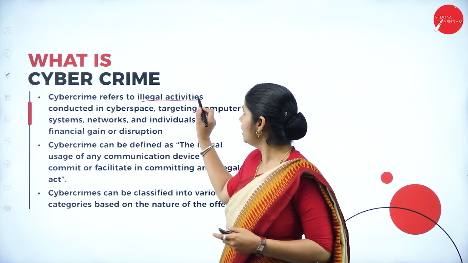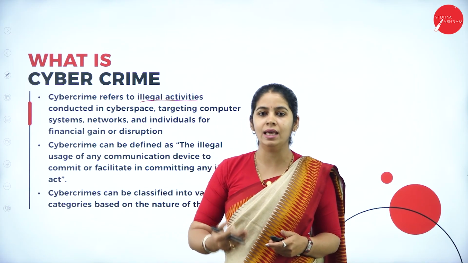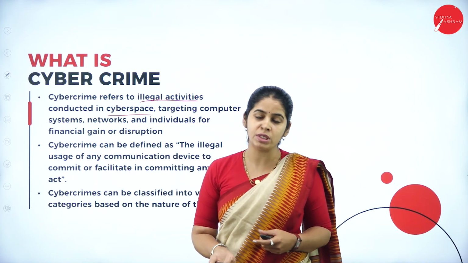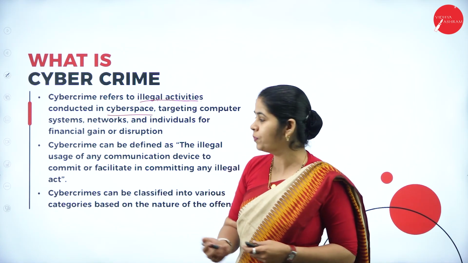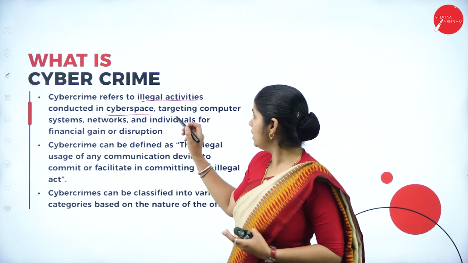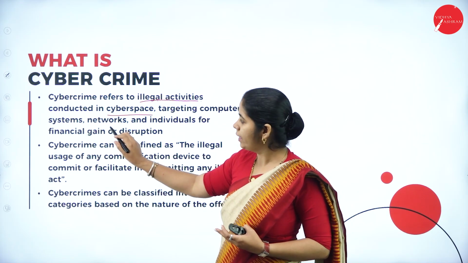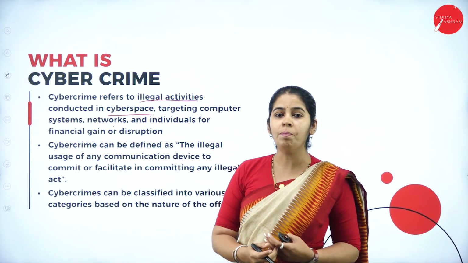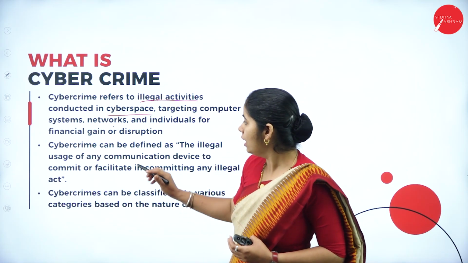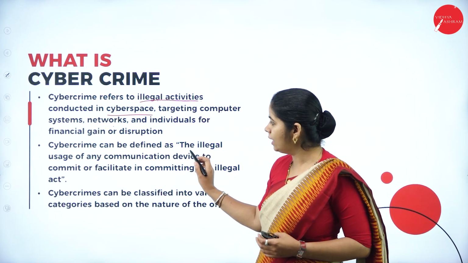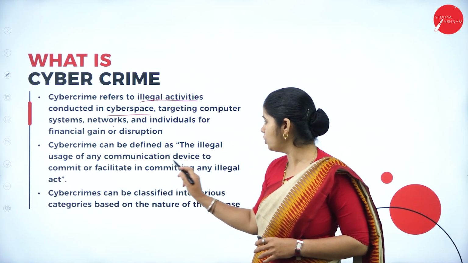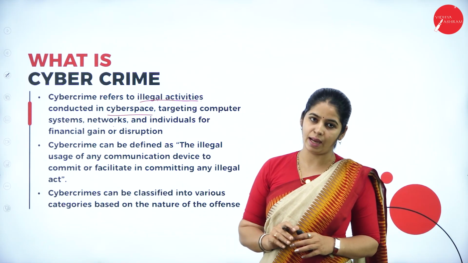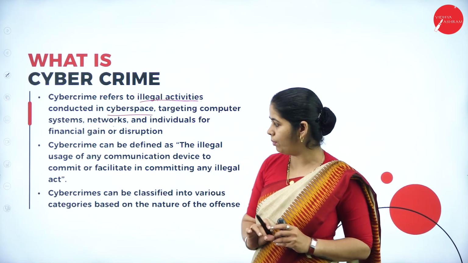So what are we concentrating on here? The crime. Any illegal activity is considered a crime. That illegal activity that is happening in cyberspace is considered to be a cybercrime. Then who is it targeting? It is targeting a computer system, network or individual, for financial gain or dispute. These are all the targets where cybercrime happens. Cybercrime can be defined as the illegal usage of any communication device to commit or facilitate in committing any illegal act. That is a formal definition of cybercrime.